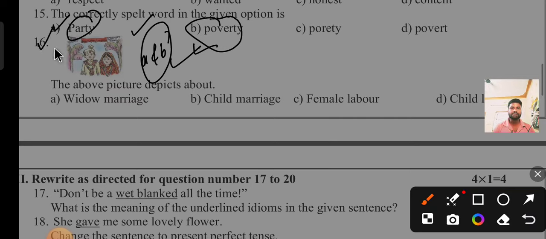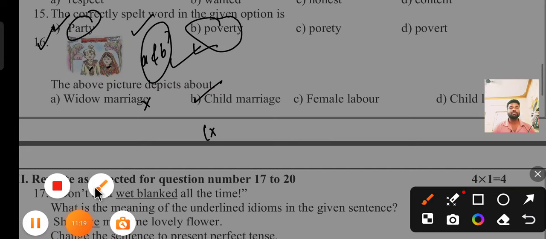Next, question number 16: the above picture depicts what? Here is a girl, here is a boy, on a stage; it is called child marriage. Widow marriage is wrong. C, female labor, is wrong. Option D, child labor, is also wrong, my dear students.